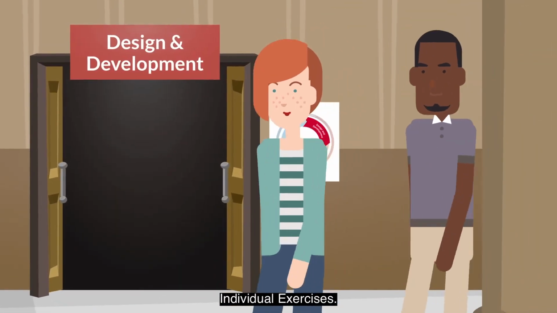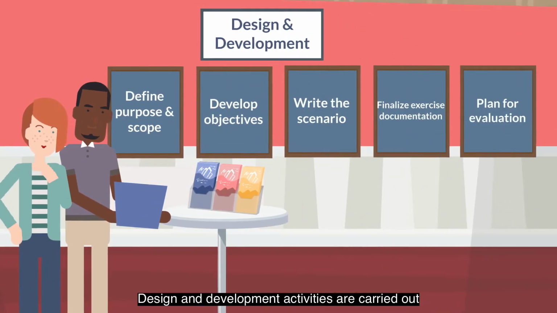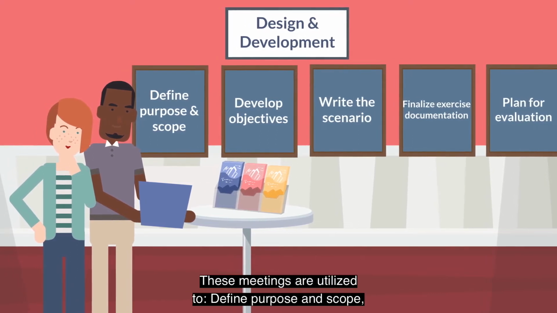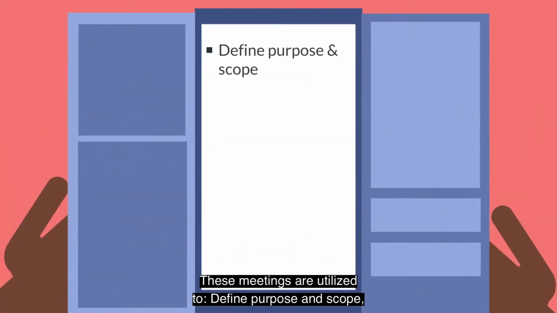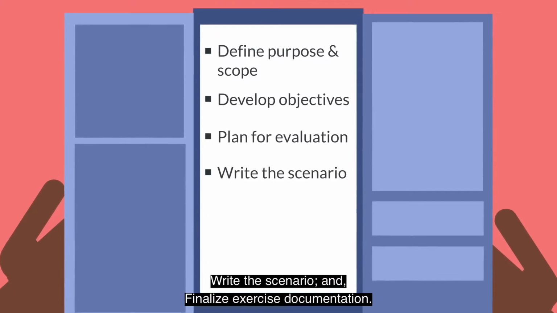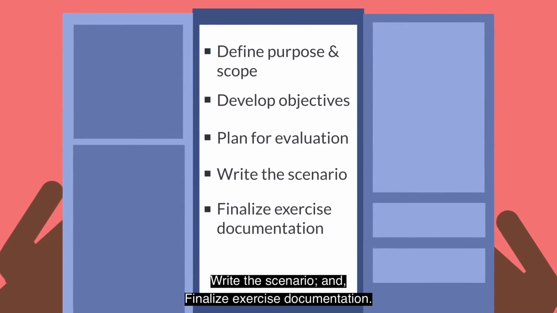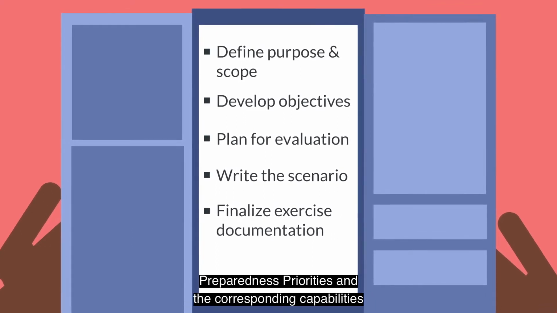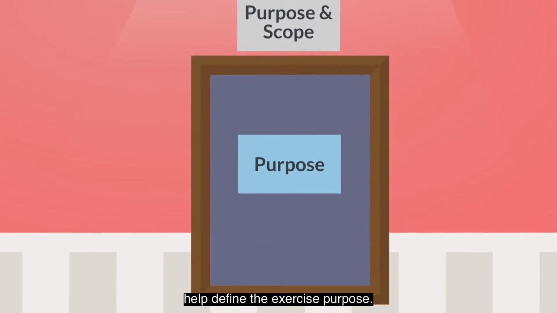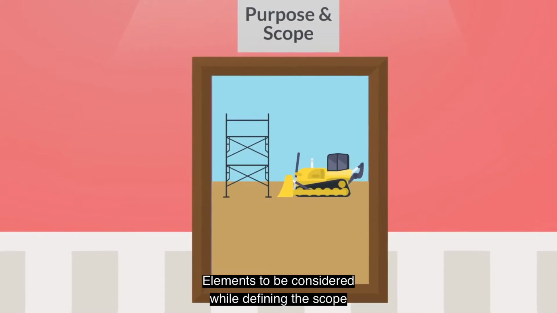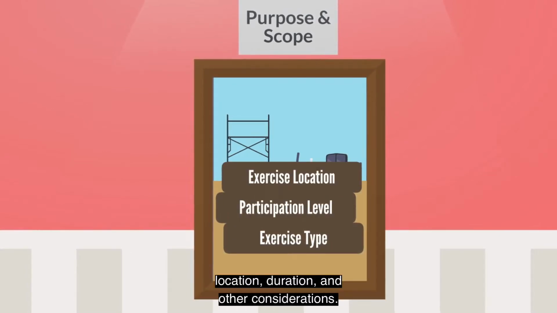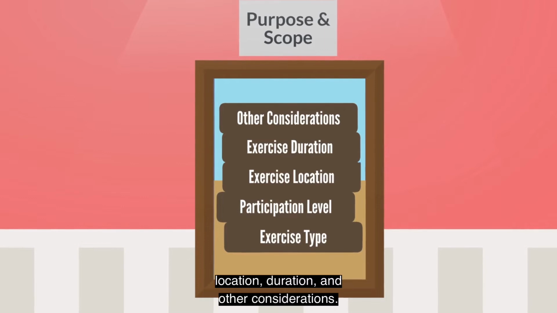Individual exercises. Design and development activities are carried out during exercise planning meetings. These meetings are utilized to define purpose and scope, develop objectives, plan for evaluation, write the scenario, and finalize exercise documentation. Preparedness priorities and the corresponding capabilities help define the exercise purpose. Elements to be considered while defining the scope are exercise type, participation level, location, duration, and other considerations.